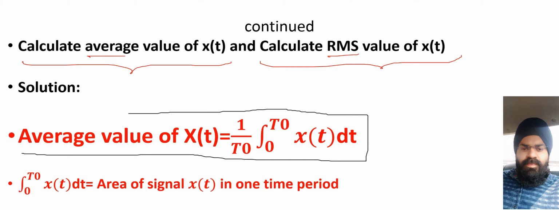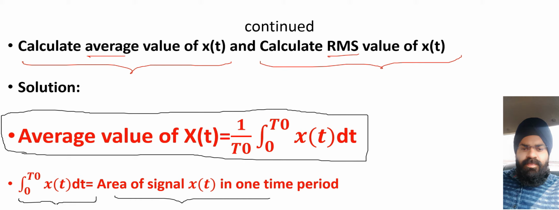It is 1 over time period T0, integration from 0 to T0 of x(t) dt. This can also be written as the area of the signal x(t) in one time period, because when we integrate any signal within certain limits, it provides us the area of that signal within those limits of integration.